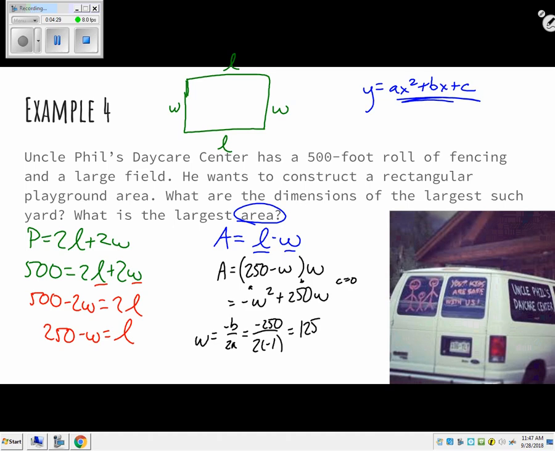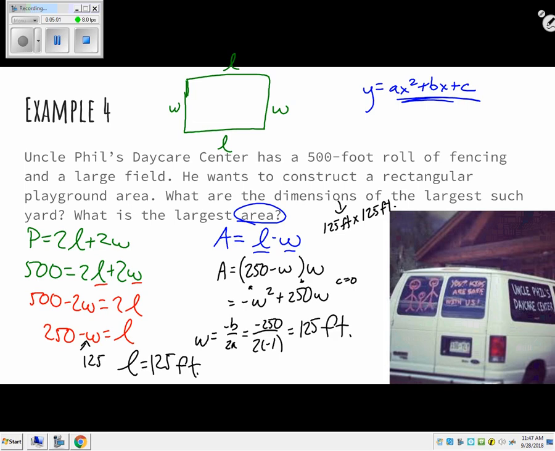So to find my length, I'm just going to bring this W equals 125 and plug it in right here. Well, that tells me the length as well. It would be 125 feet. So what are the dimensions? The dimensions would be 125 feet by 125 feet. So more specifically, Uncle Phil, yes, he's making a rectangle, but more specifically, he's going to be making a square that would have the most area.